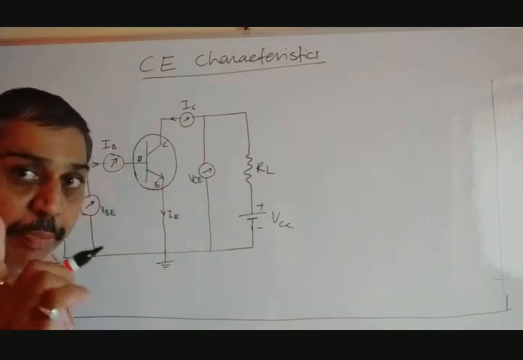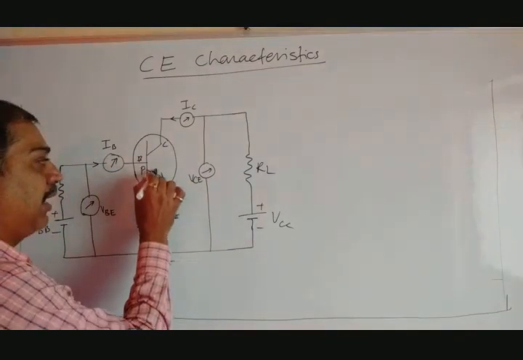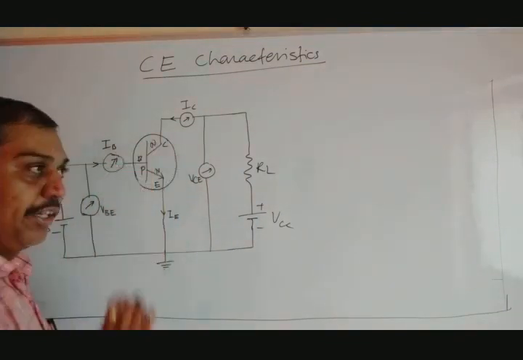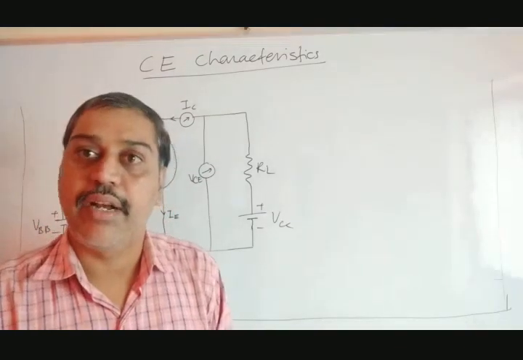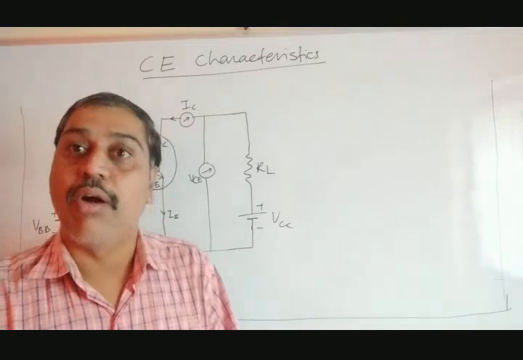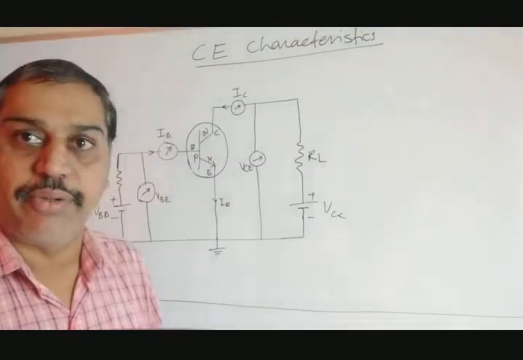Here the arrow is going outward, and current flows from positive to negative. So this must be the P region and this must be the N region. So this is the NPN transistor we have today, an NPN transistor connected in common emitter mode. Now let's start with how it works.